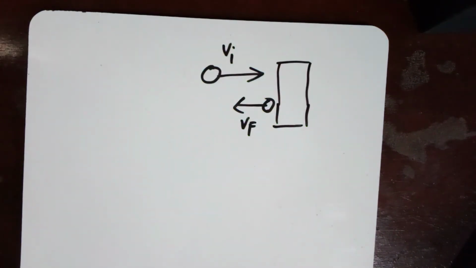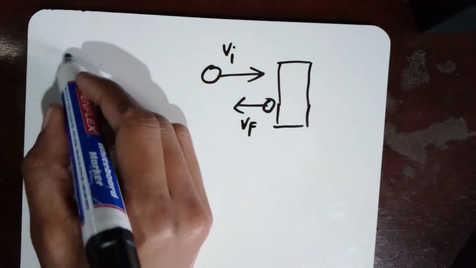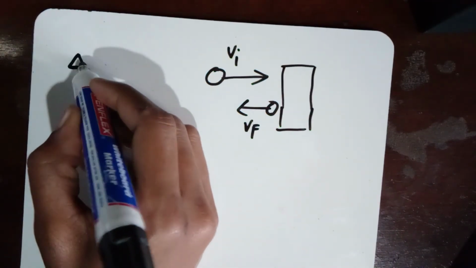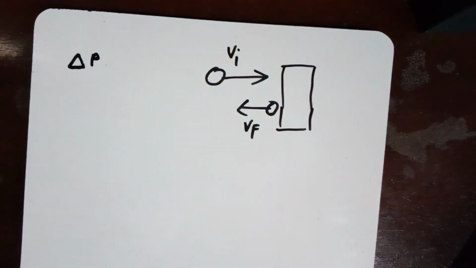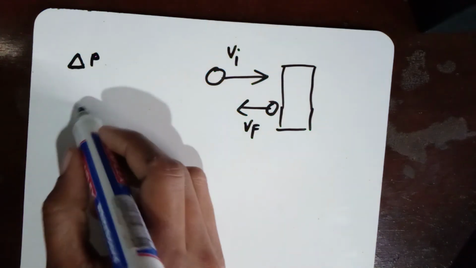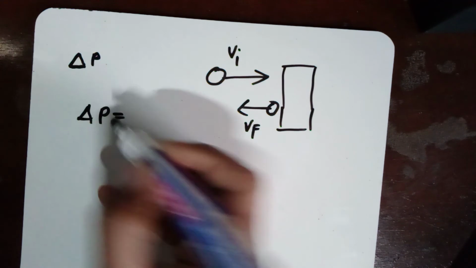Okay, so moving right along. While we are talking about momentum, we can also talk about something called a change in momentum. When we talk about a change, we always write it with delta, and the symbol for momentum is P. So that's going to be a change in momentum. The formula for change in momentum would be like this.